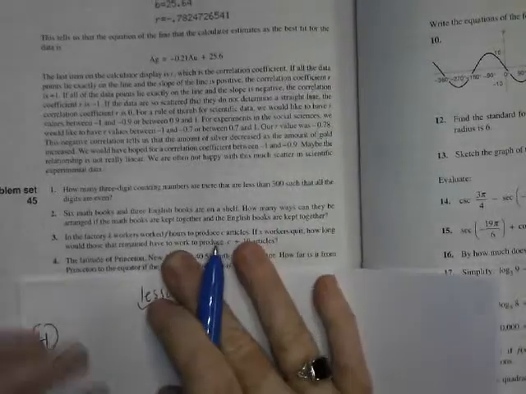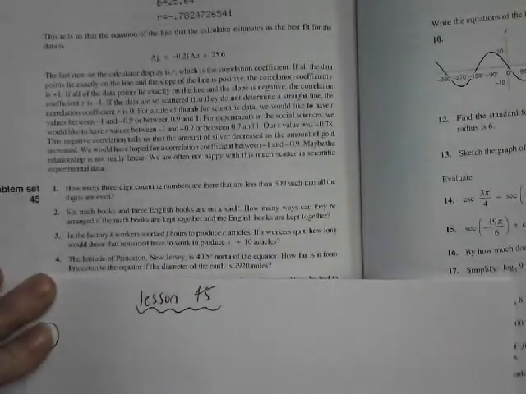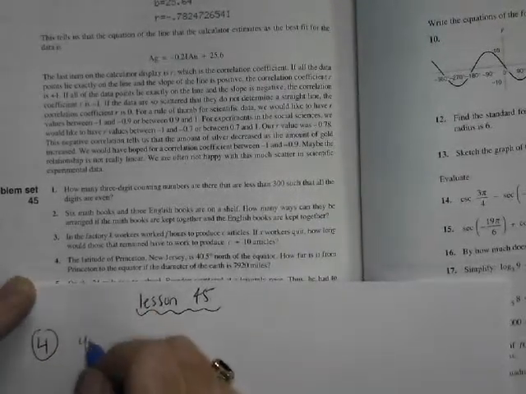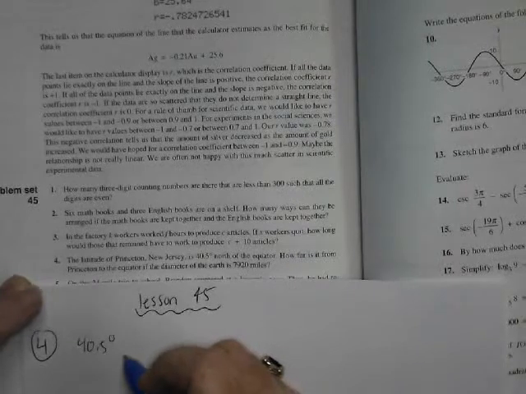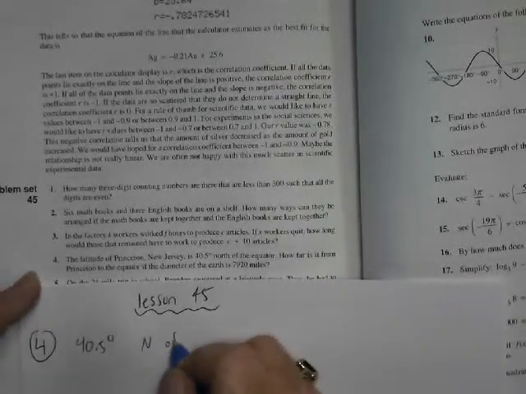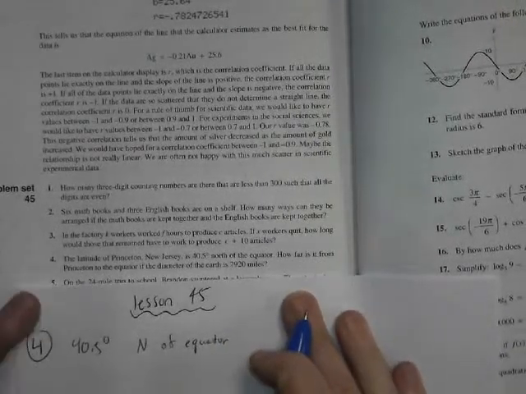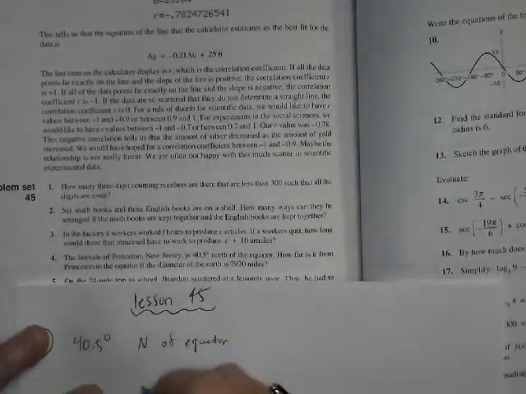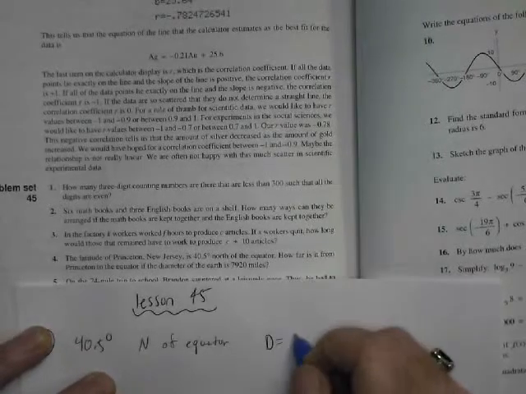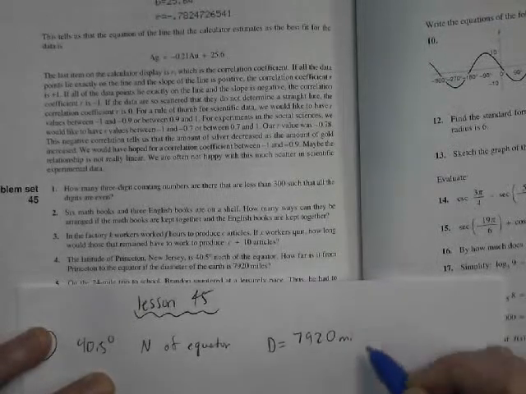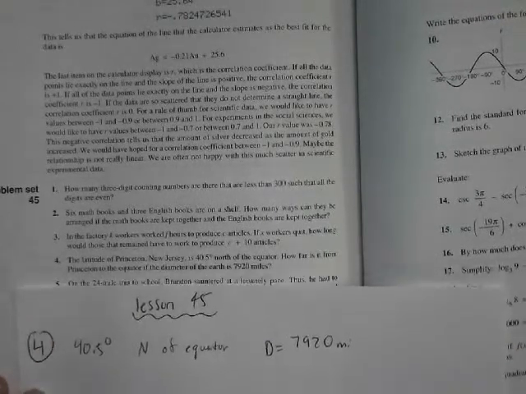I'm going to push autofocus so we can see better. There it goes. Lesson 45, number 4. It says, the latitude of Princeton, New Jersey is 40.5 degrees north of the equator. How far is it from Princeton to the equator if the diameter is... Now, I think the reason you guys are having such trouble is because there's a formula for this in your book, but they hide it from you.